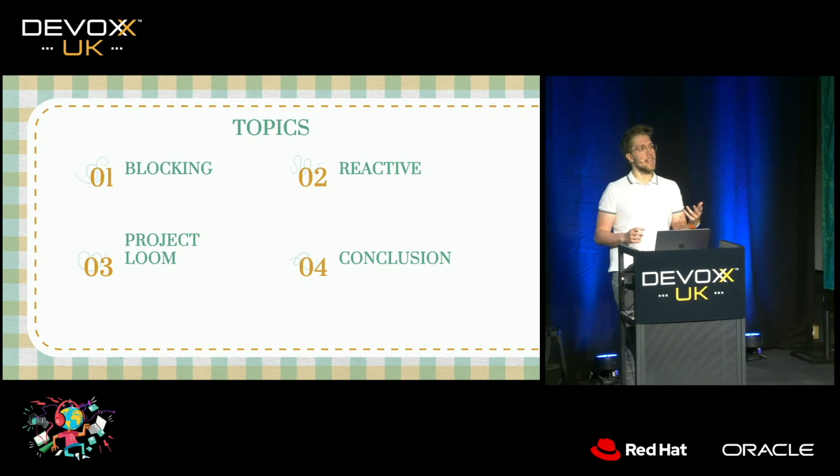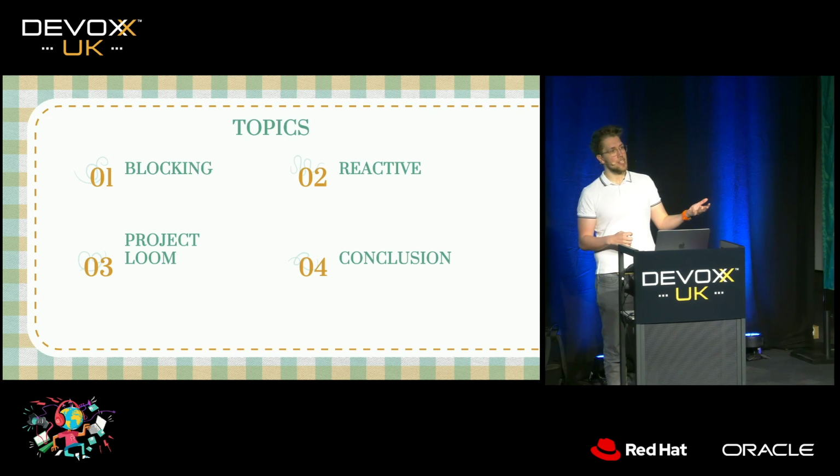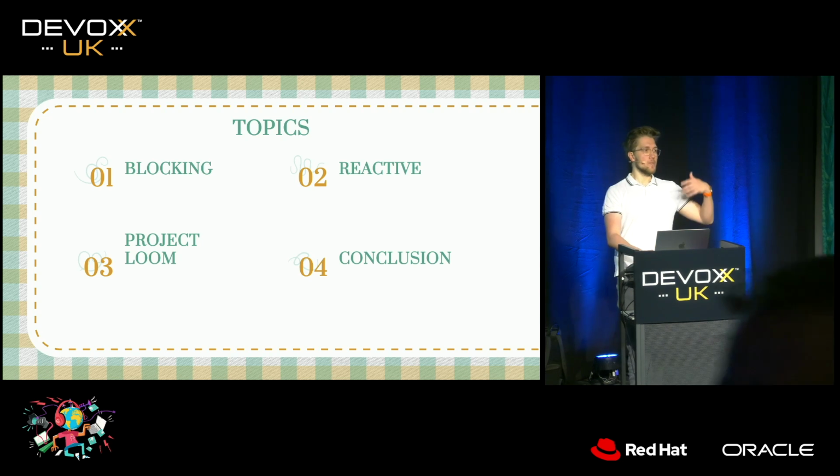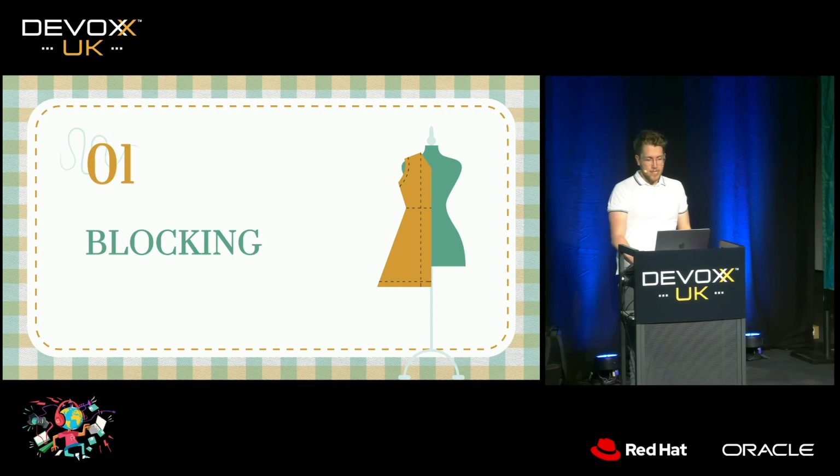So what we will do today is we will create a Spring Boot application, and we will build this in a blocking manner, and then we will rewrite it into reactive, and then we will rewrite it using virtual threads. So let's get started with blocking, right?